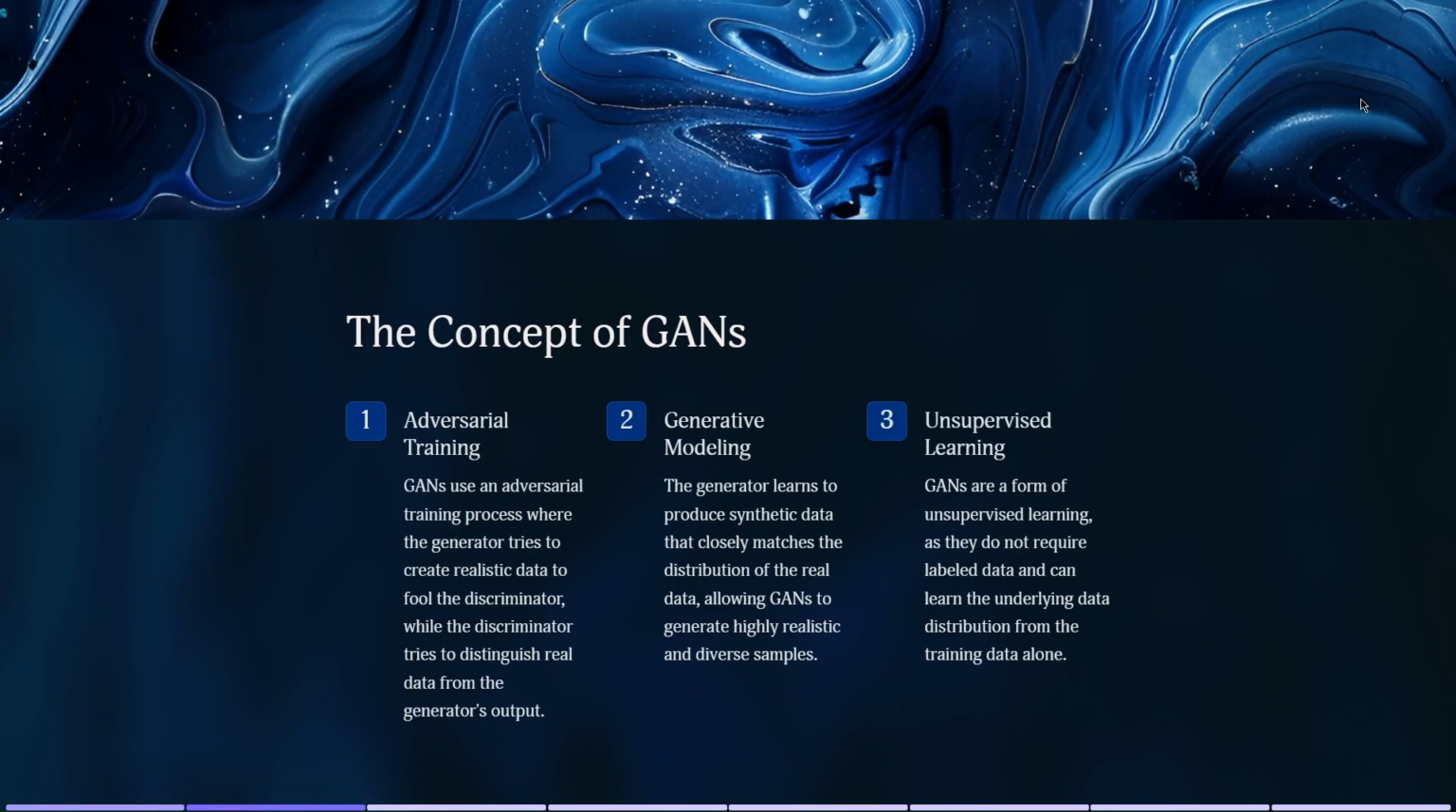The concept of GANs. Adversarial training. GANs use an adversarial training process where the generator tries to create realistic data to fool the discriminator, while the discriminator tries to distinguish real data from the generator's output. Generative modeling. The generator learns to produce synthetic data that closely matches the distribution of the real data, allowing GANs to generate highly realistic and diverse samples. Unsupervised learning. GANs are a form of unsupervised learning as they do not require labeled data and can learn the underlying data distribution from the training data alone.